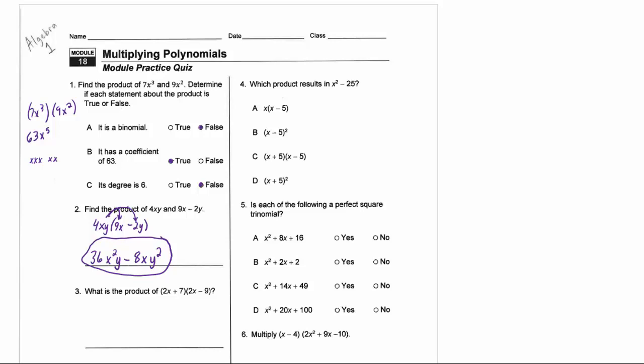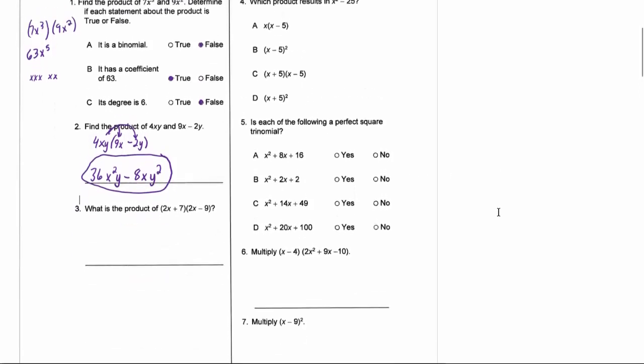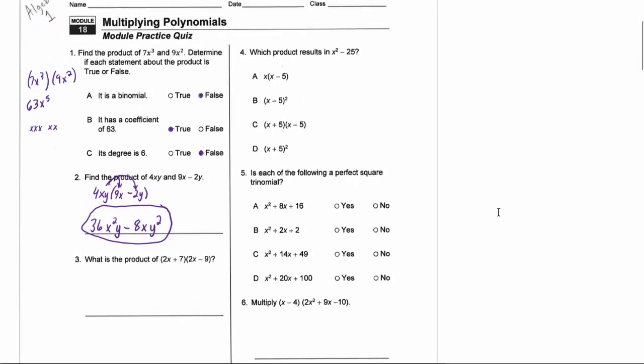Number 3. Trying to scroll up. No, I didn't really need to scroll up. Number 3, what is the product of 2x plus 7 times 2x minus 9?